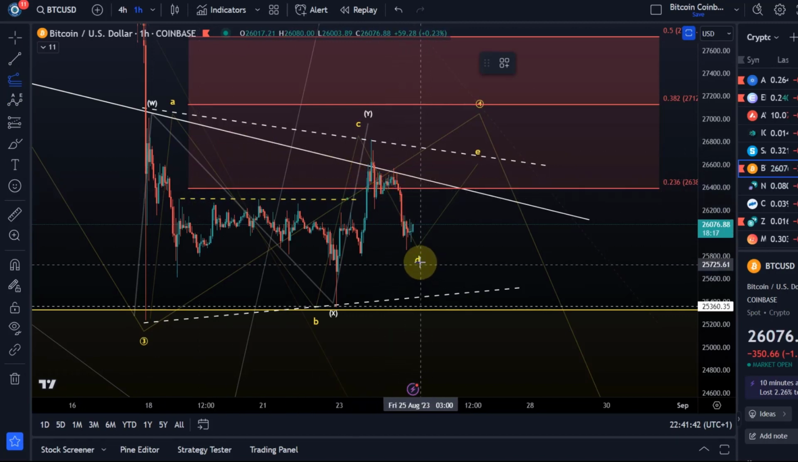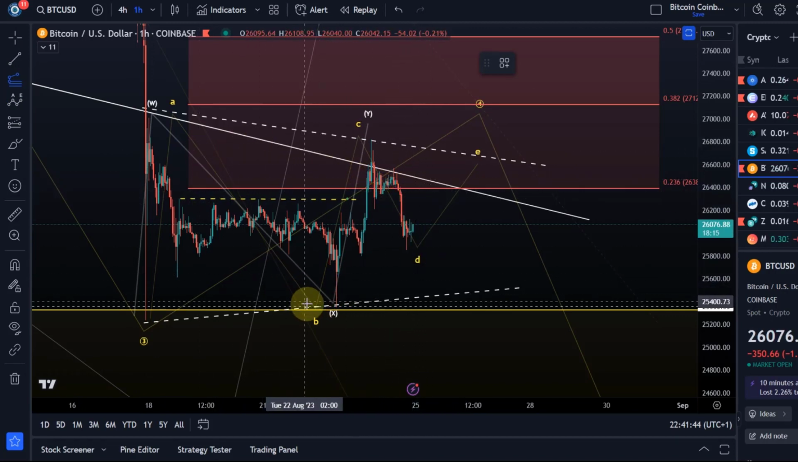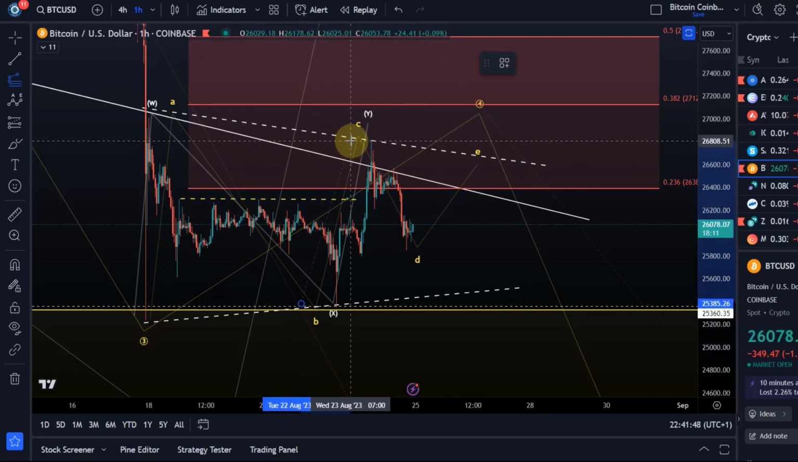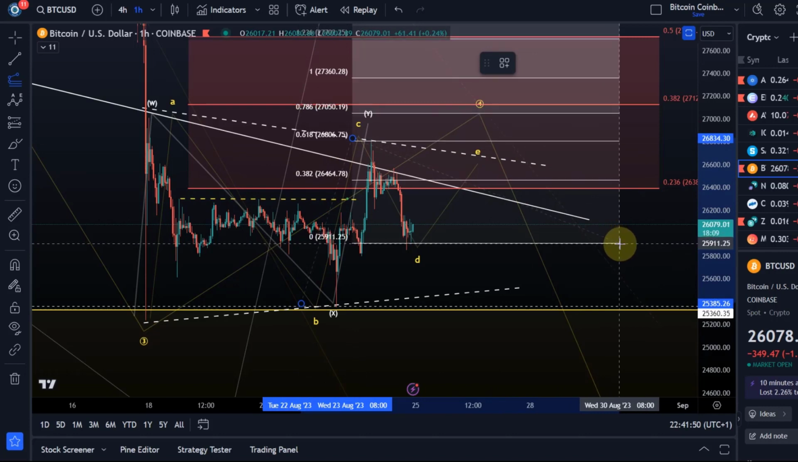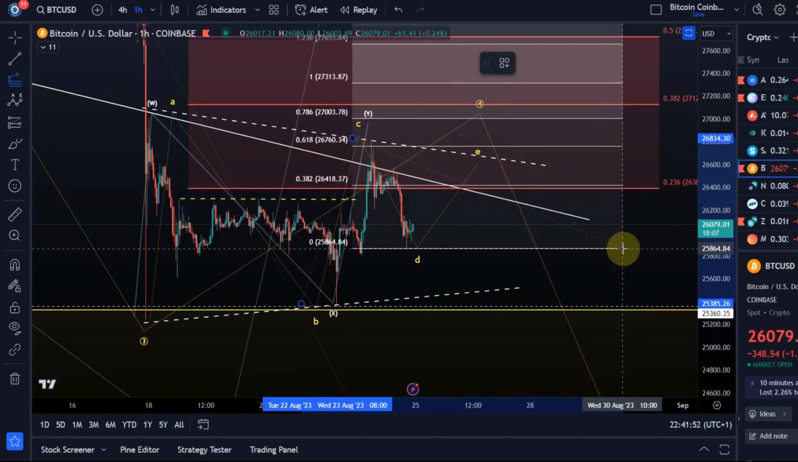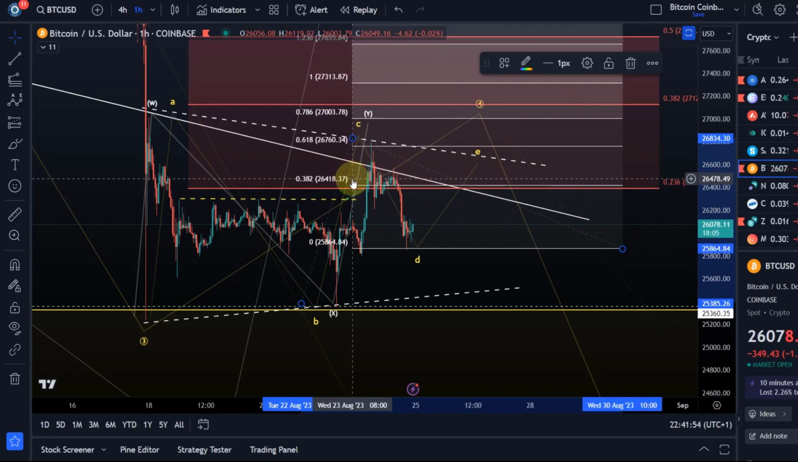If the D wave is already in, what would be a target for the E wave? Well, we can take the length of the C wave, go to the low of the D wave, and the target range would then be between 26,420 to 26,760. And from here, price should plummet. If we break down earlier, then it has topped in a WXY structure. So that's sort of how I see the Bitcoin market at the moment.